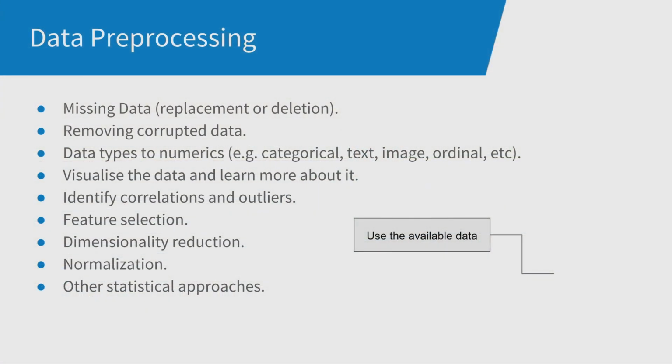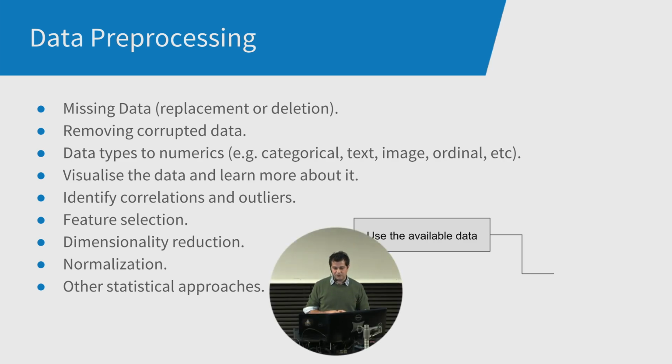So, as I said, you have data, and you need to convert it. One of the things you do is convert categorical, image, ordinal, and text data into numerical representations. You focus on missing data, whether you replace it or delete it. You identify corrupted data and noisy data and remove it completely from your data or from this process. Maybe you apply dimensionality reduction and normalization. Some or all of these are statistical approaches.